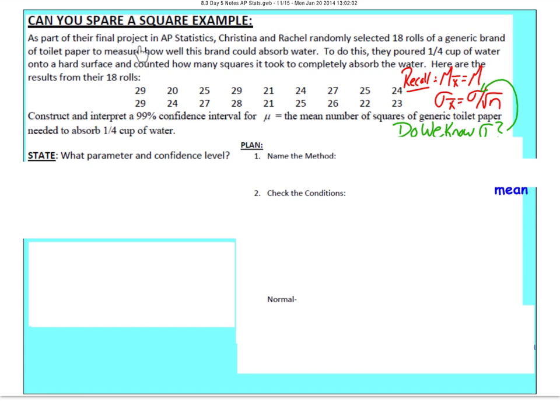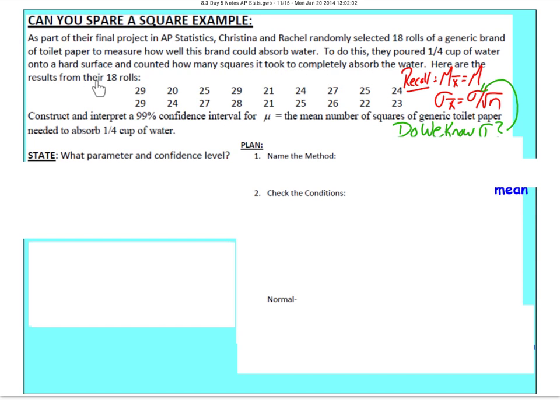So here, as a part of their final project in AP Stats, Christina and Rachel randomly select 18 rolls of generic brand toilet paper to measure how well this brand could absorb water. To do this, they poured 1/4 of a cup of water onto the hard surface and counted how many squares it took to completely absorb the water.